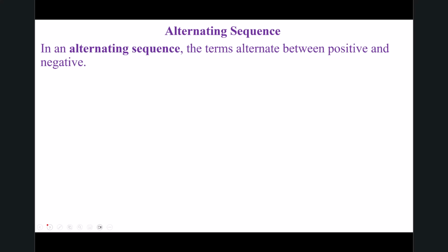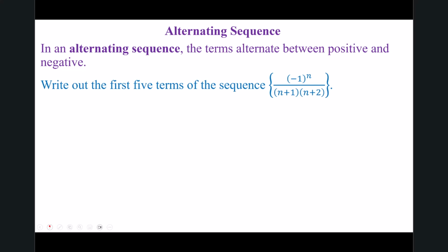An alternating sequence goes back and forth between positive and negative. So the terms alternate between positive and negative. Here's an example of an alternating sequence. Notice that we have a negative 1 raised to some power. So when n is odd, negative 1 to an odd power is negative 1. And when n is even, notice negative 1 to an even power is positive 1. So this will go back and forth between negative and positive. So let's write out the first 5 terms.